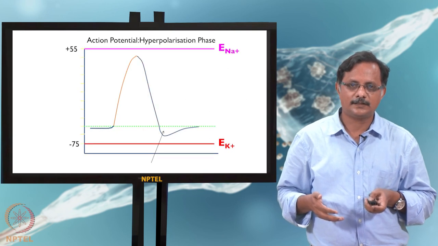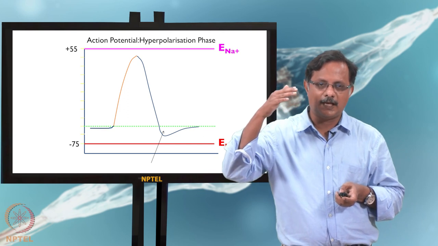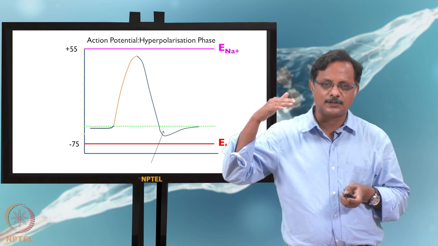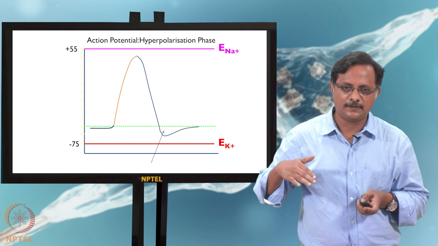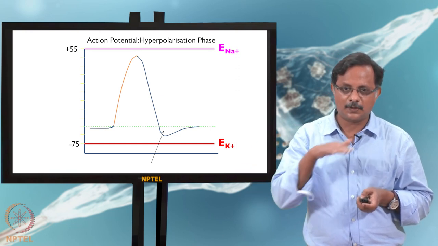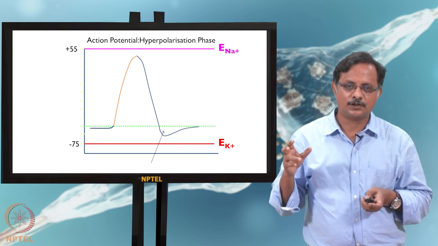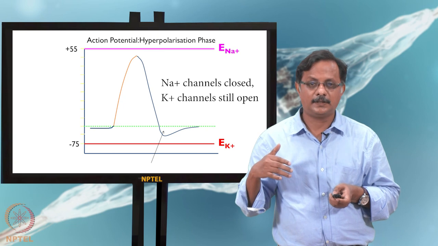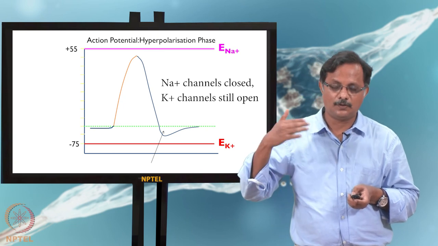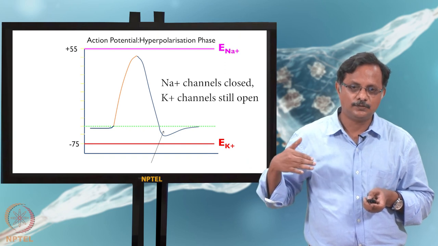Now, the third phase is called the hyperpolarization phase, the part of the action potential where the voltage goes below the baseline value of minus 70 millivolts. It is called hyperpolarization because it is lower than the normal baseline value of minus 70. During this stage, the sodium channels have closed by this time, and potassium channels are still open. Therefore, the membrane potential goes very close to the EK value of minus 77.